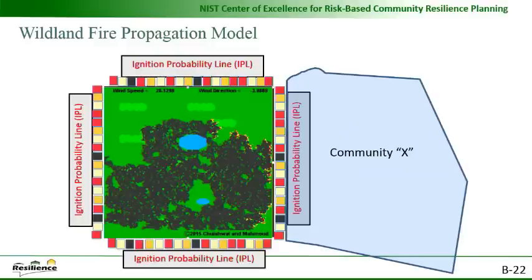So first, the fire propagates in the wildland, accounting for ember attack, wind speed and direction, humidity, vegetation, and other factors. After propagating the wildland fire, the edges or boundaries are used to define the ignition probability lines, or IPLs. In this example, a neighboring community is at the interface of the east IPL, and Dr. Lee will demonstrate the implementation of this new methodology in his third scenario demonstration.